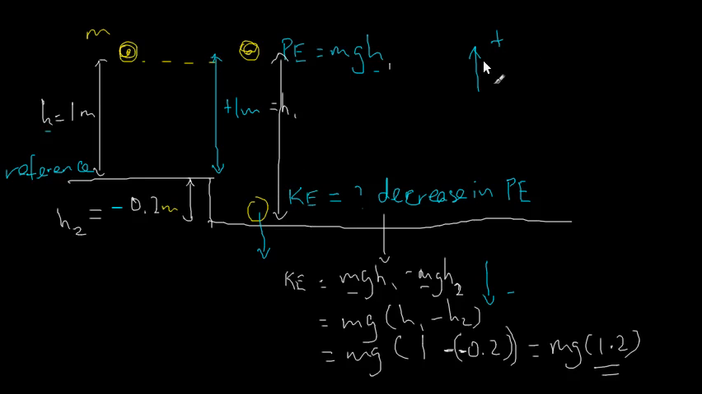So by using this plus and minus sign method and this decrease in PE method, I end up getting the correct change in potential energy, as if I used the new ground as the point from which I measure the height.